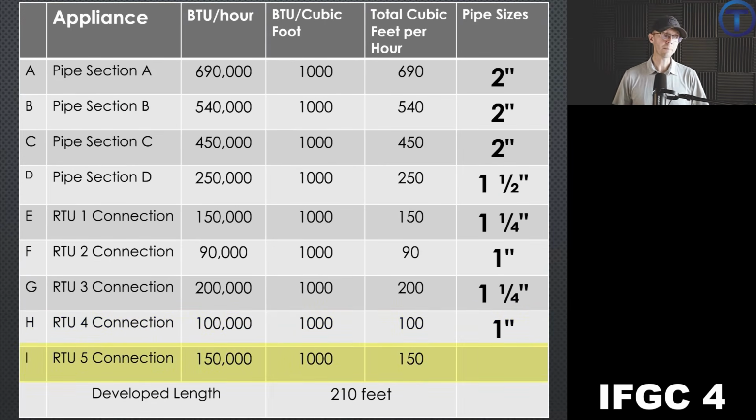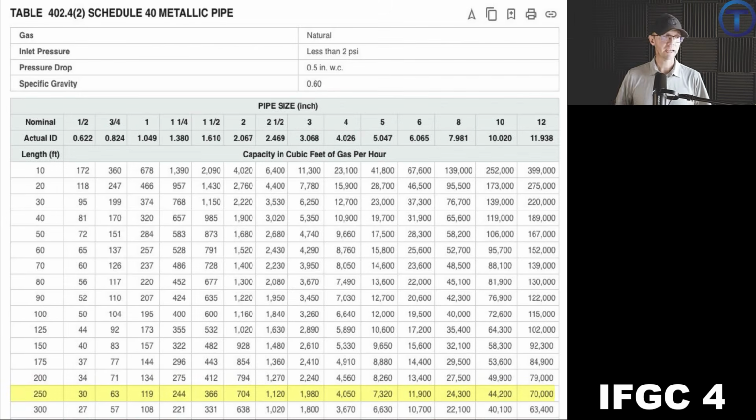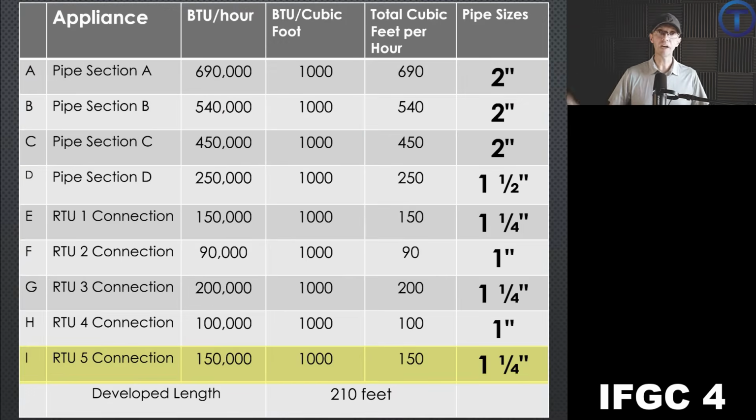Finally, rooftop unit 5. Rooftop unit 5 is all the way out there at the end. It's got 150,000 BTUs or 150 cubic feet per hour. As we take that to our table on line 250, we've got 150. That's more than 63. That's more than 119. It's less than 244, so we can stay in that column, go to the top, and we find, once again, 1.25-inch pipe. We've done it. We have sized out all of the sections and branches on this system.